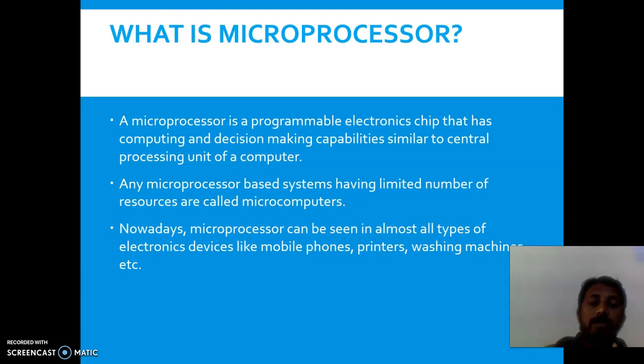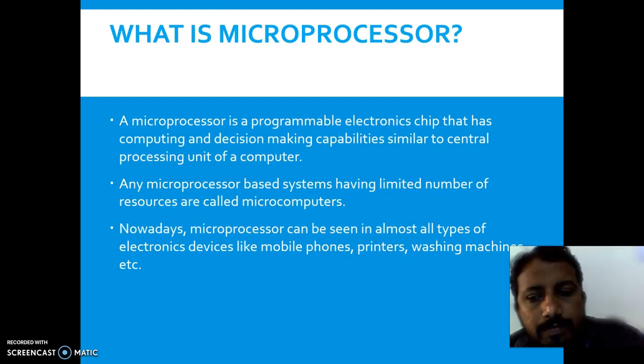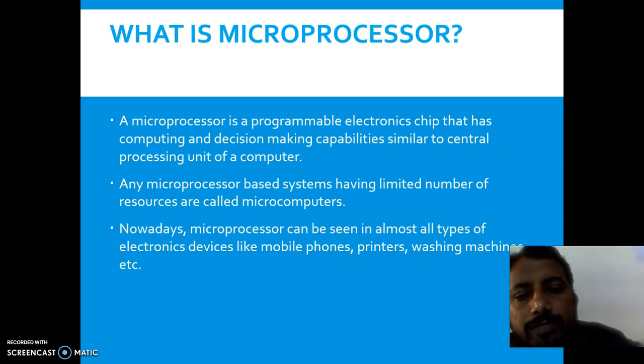Now, for what intention has the microprocessor been developed? It is developed for computing and decision-making capabilities. Just like our brain has the capability of computing as well as making decisions, similarly, a microprocessor or any such system has decision-making capability. That is a major advantage. A CPU is said to be the brain of a system.